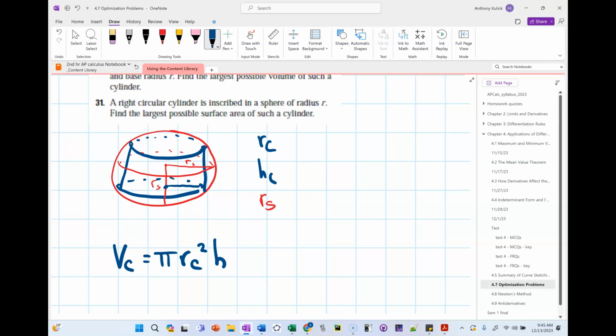So that's going to be like, I need a different color. I'm going to write some yellows now. It's going to be like the radius for my cylinder. It's going to be like the height of my cylinder.